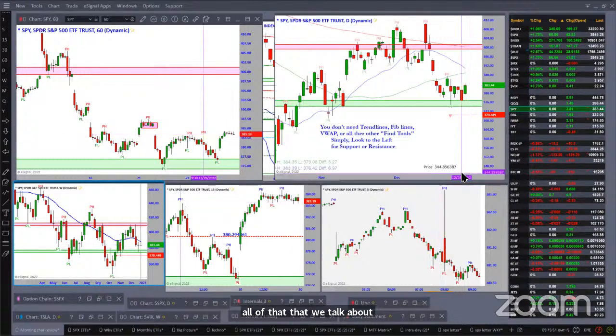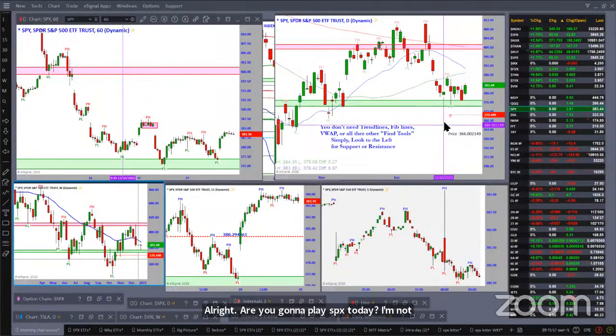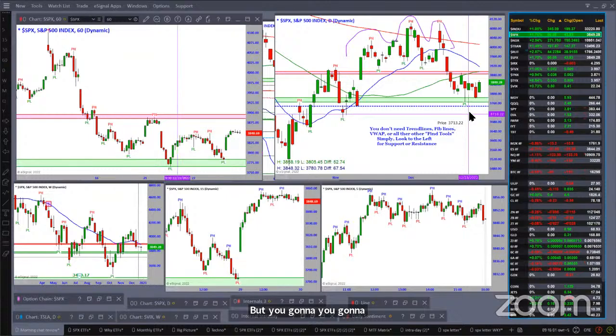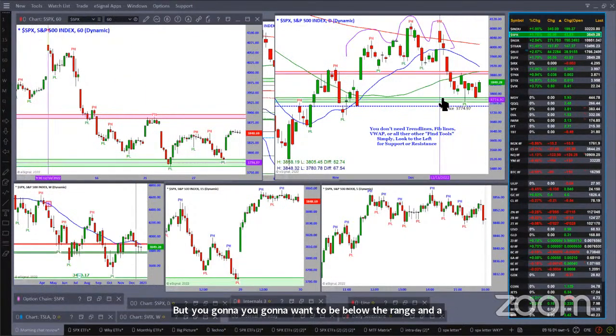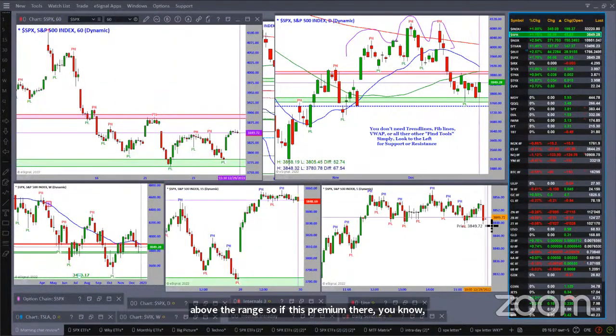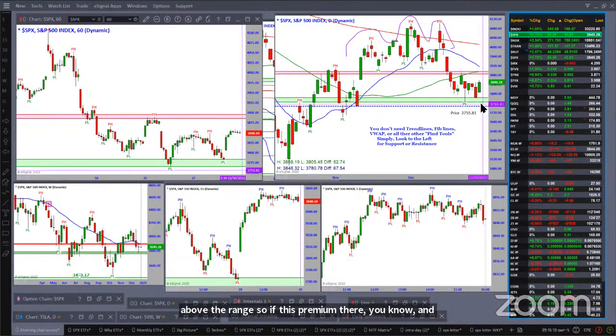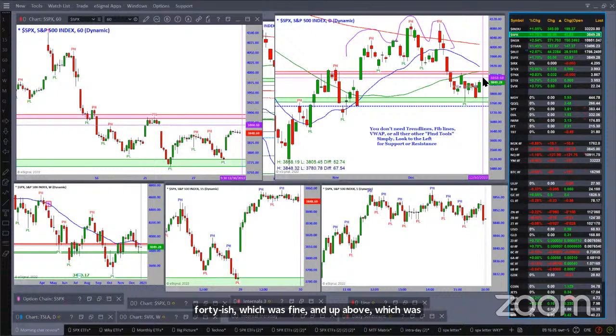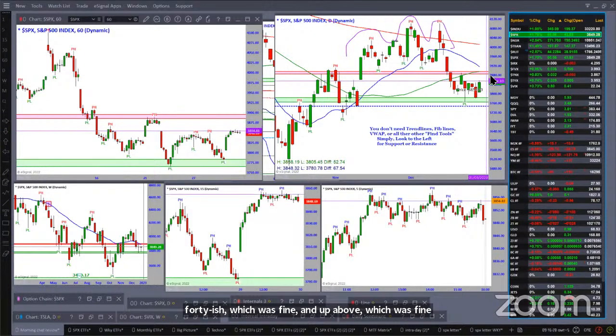All right. If you're going to play SPX today, I'm not, but you're going to want to be below the range and above the range, if there's premium there. There was a gap down about here. You're going to want to be below here, below that 37.50-ish level. What we talked about yesterday was 37.40-ish, which was fine, and up above, which was fine. But I avoided the up-above part of it just because of the strength of the gap up.